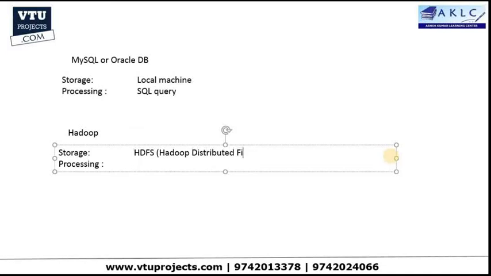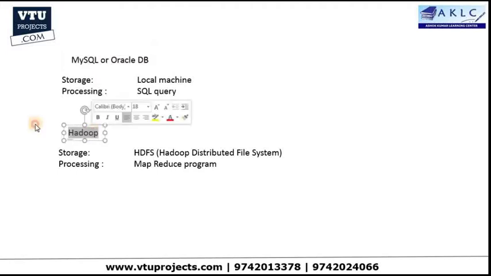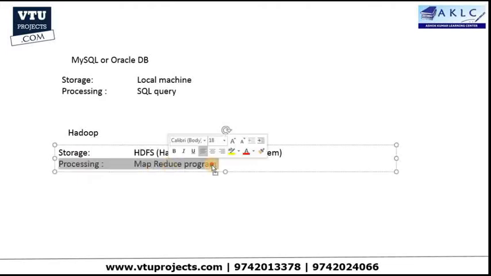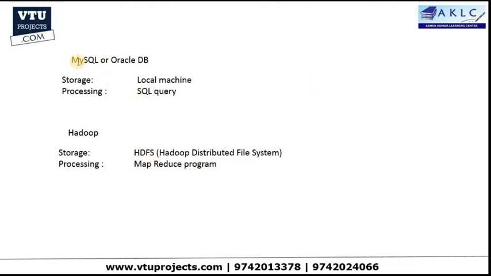Hadoop distributed file system, right? And Hadoop provides support for processing the data through a programming model called MapReduce. So this is the comparison between your traditional RDBMS and Hadoop. Hadoop provides storage capability through HDFS, Hadoop distributed file system, and processing capability through MapReduce programs. That means if you have to retrieve the data stored in MySQL, you have to write an SQL query. If you want to retrieve the data stored in Hadoop, you have to write a MapReduce program.